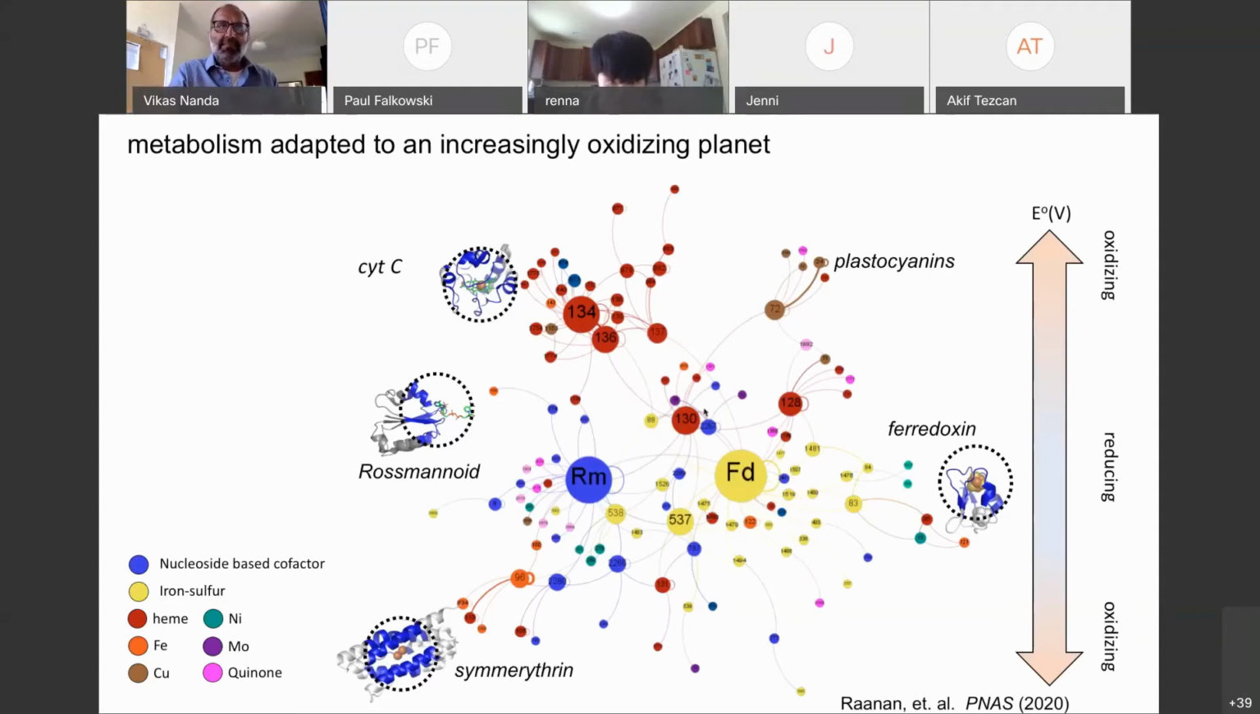Over time, this ferredoxin domain may have duplicated, and a second ferredoxin may have diversified its structure and changed to the point where we can no longer recognize it as a ferredoxin. And so this is what we consider to be extreme duplication and diversification.